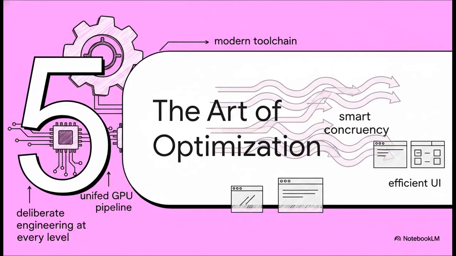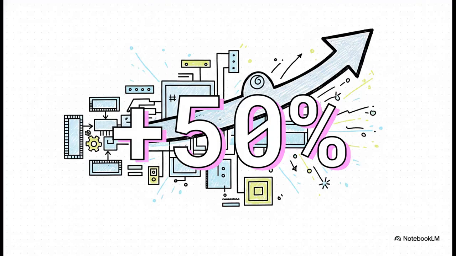So let's step back. When you take all of these pieces, the modern toolchain, the supercharged GPU pipeline, the smart threading, the efficient UI choices, what do you actually have? You have a system where high performance isn't just a happy accident. It's the direct result of deliberate, careful engineering at every single level. And this is what's possible. By plugging in an engine like Skia, you could see a graphics throughput boost of over 50%. We're not just talking about keeping up with native anymore. We're talking about building a graphics pipeline that can be fundamentally more performant.